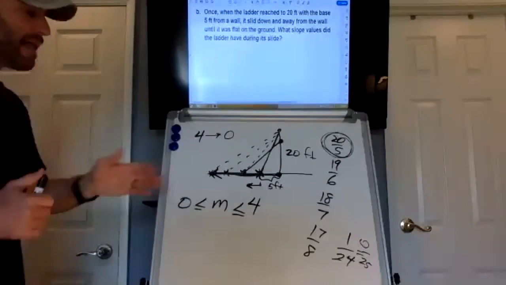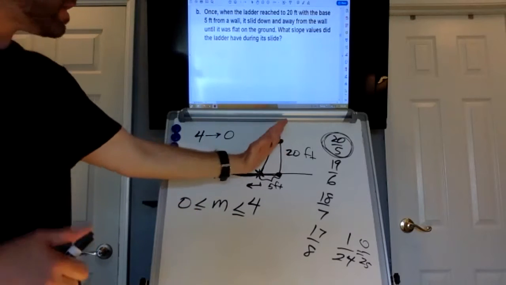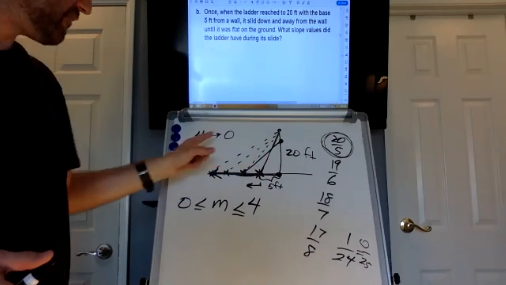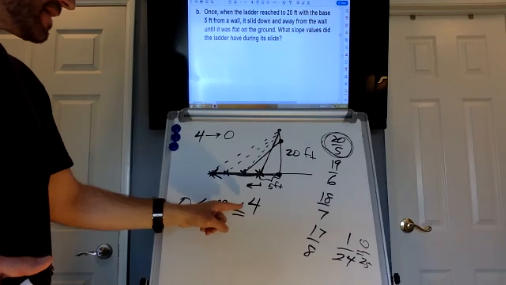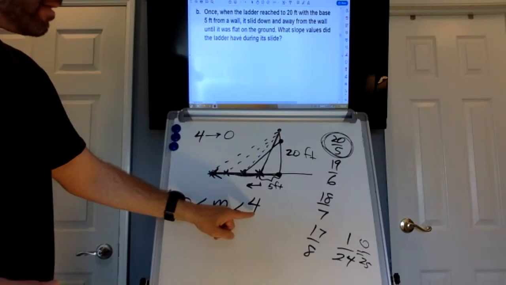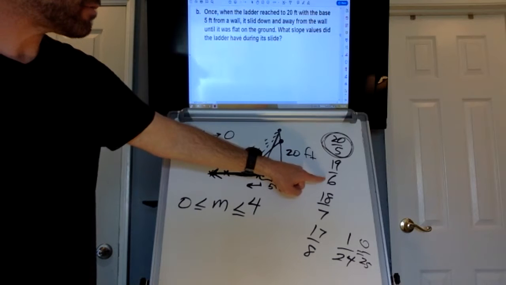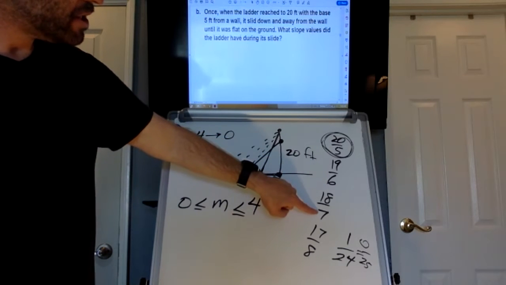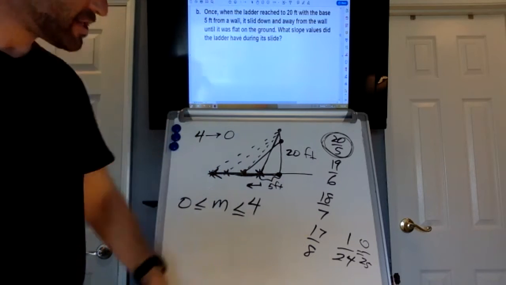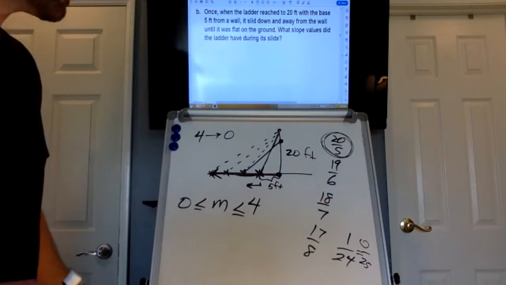Yeah, so the slope when the ladder is flat is 0. So m can be 0. The slope when it was at its tallest was 20/5, so that's 4, but it can't go above that. And then as it slid down, it started to flatten. As the slope flattens, that number 4 goes down, down, down. What is 19/6? It's 3 1/6. This is 2 4/7. This is 2 1/8, right? And so on and so forth, till you get under 1. 1/24 is less than 1, okay?